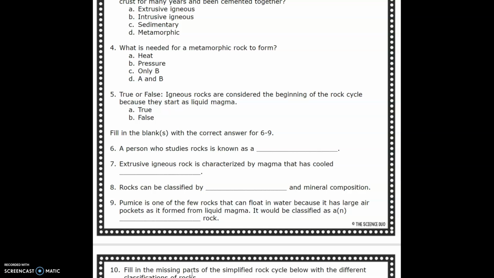Number 9, pumice is one of the few rocks that can float in water because it has large air pockets as it formed from liquid magma. It would be classified as a or an blank rock. Looks like it's forming from liquid magma. So that makes it an igneous rock.